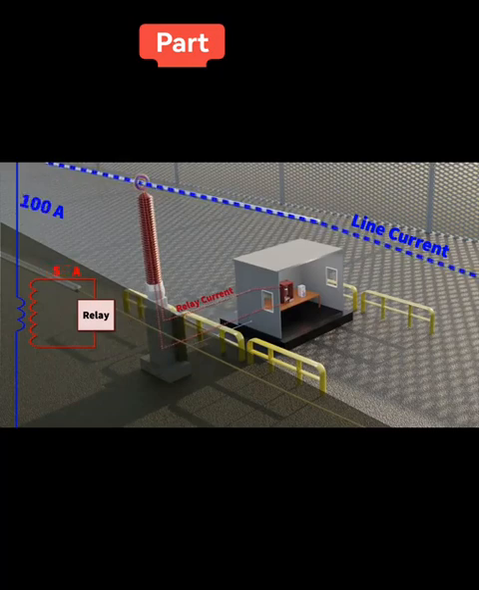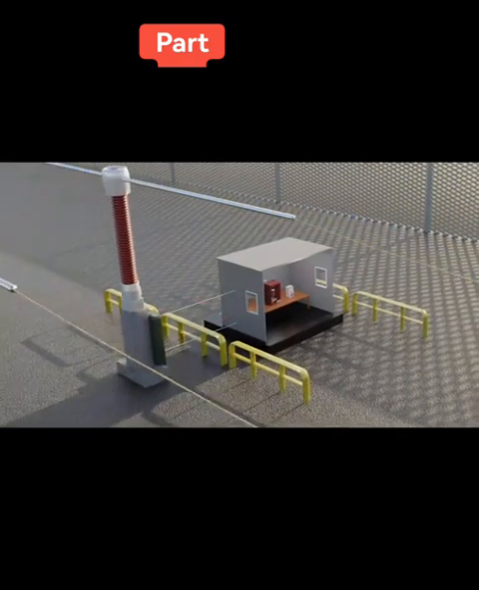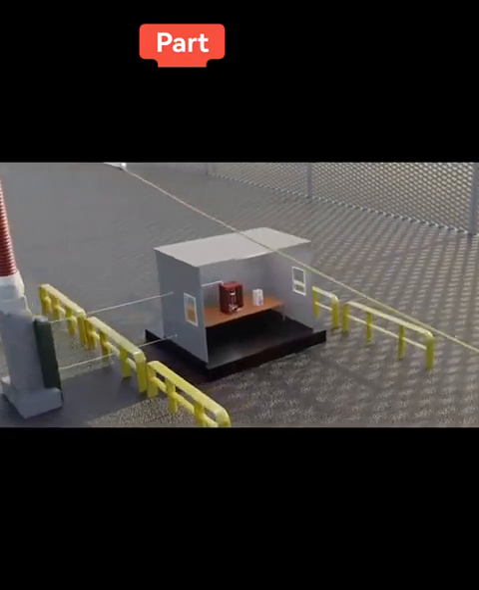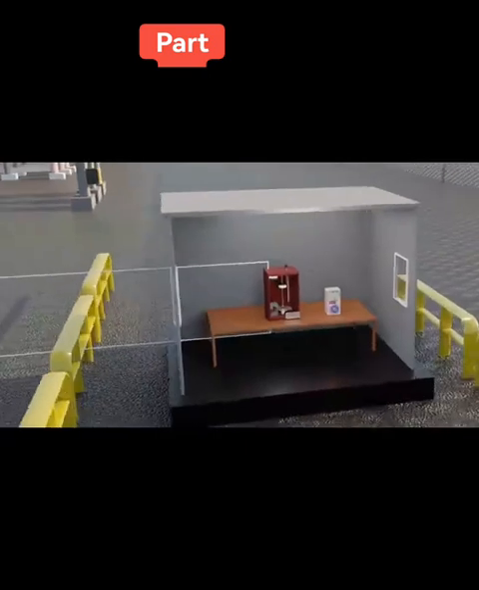So let's take a look at what happens when we have 200 amps line current and 10 amps relay secondary current.